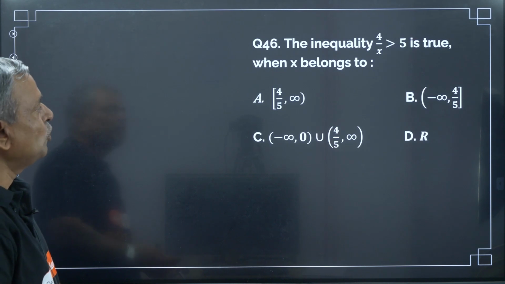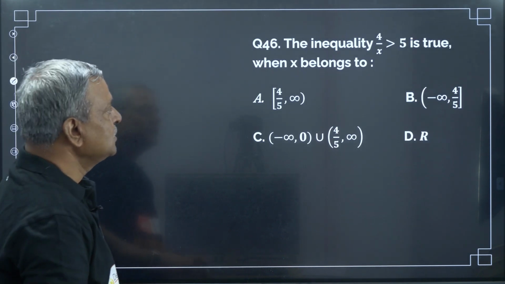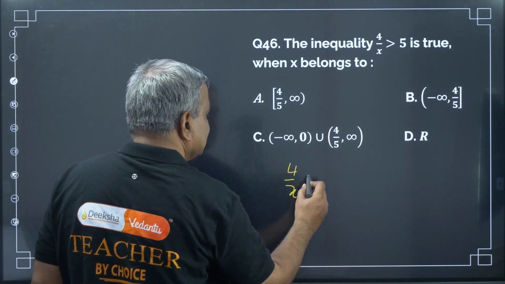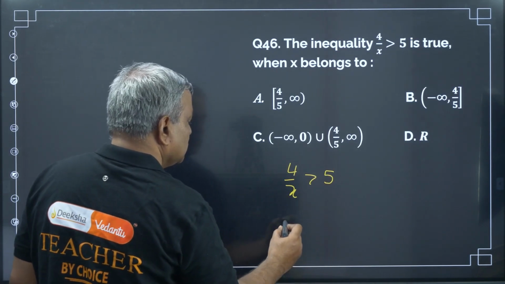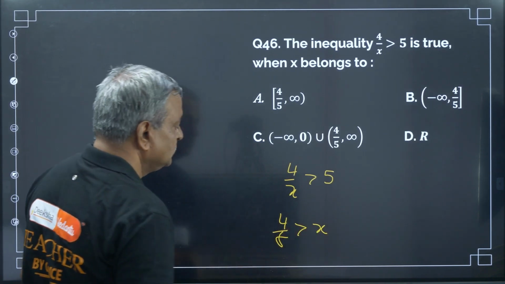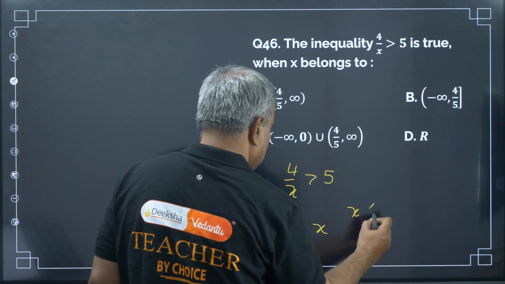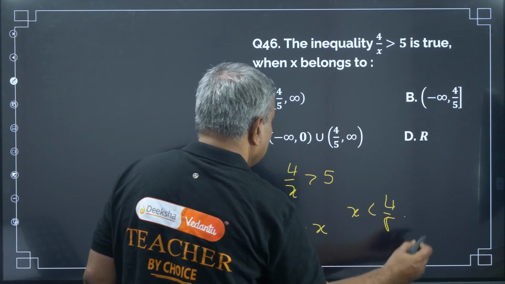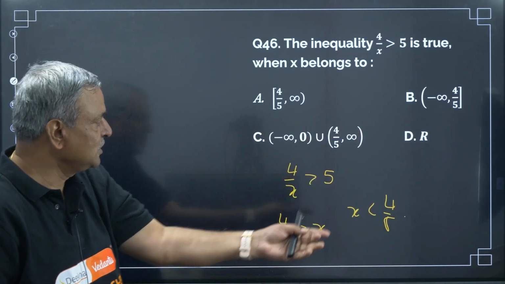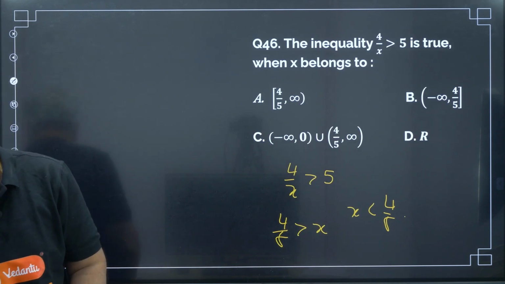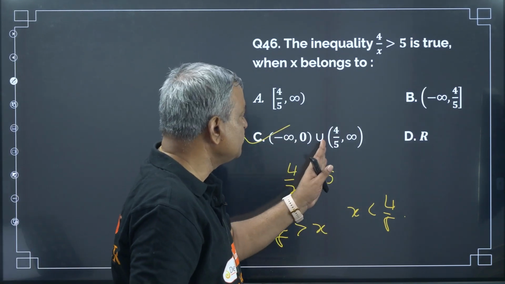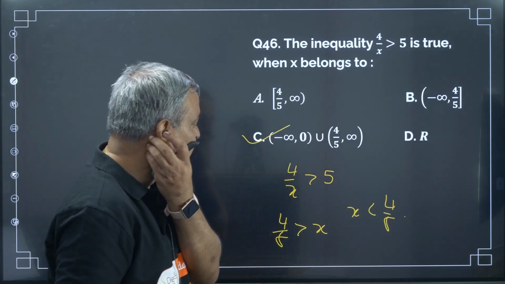46. For the inequality 4 by x is greater than 5, it clearly indicates that 4 by x is greater than 5. So 4 by 5 is greater than x, or x is less than 4 by 5. X is less than 4 by 5. But you can't take x equal to 0. You can't take x equal to 0. Which option will come? Option C will come correct, because you can't say 0. So minus infinity to 0 and 4 by 5 to infinity.